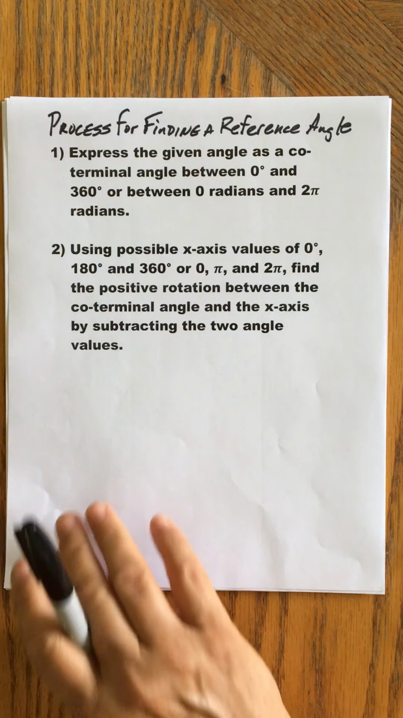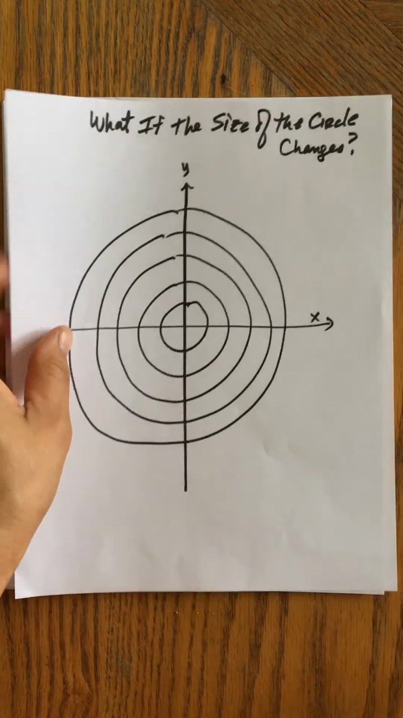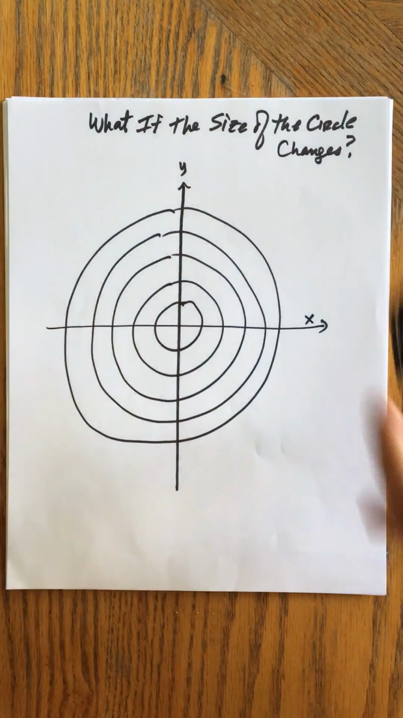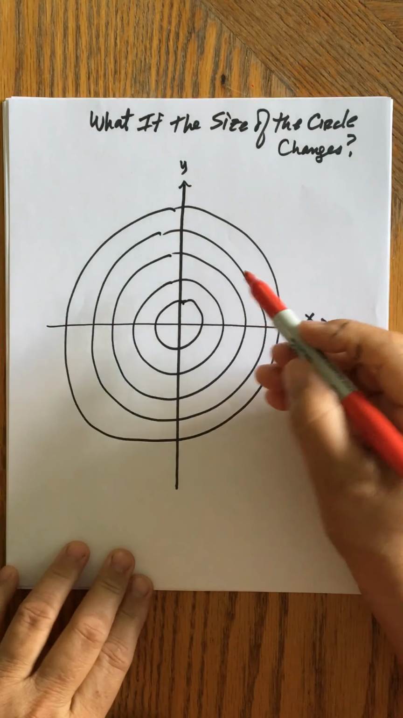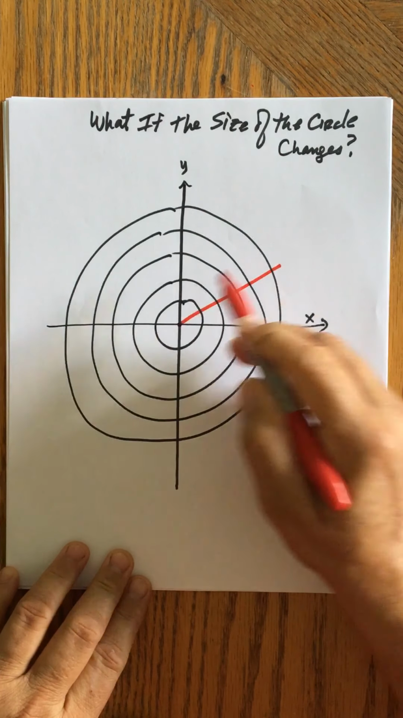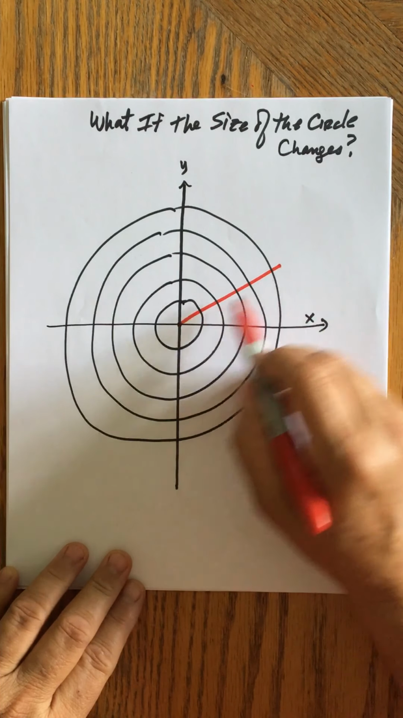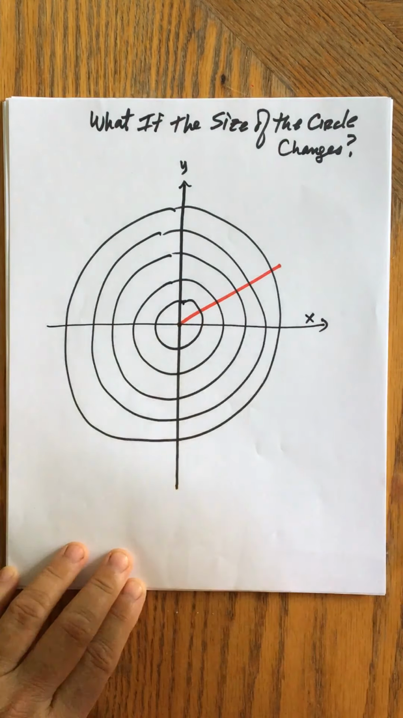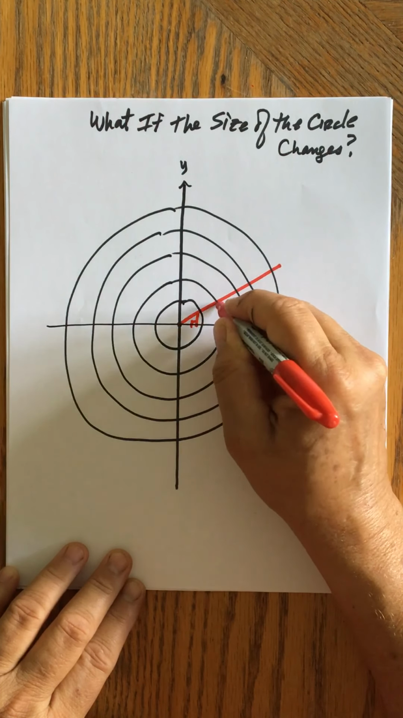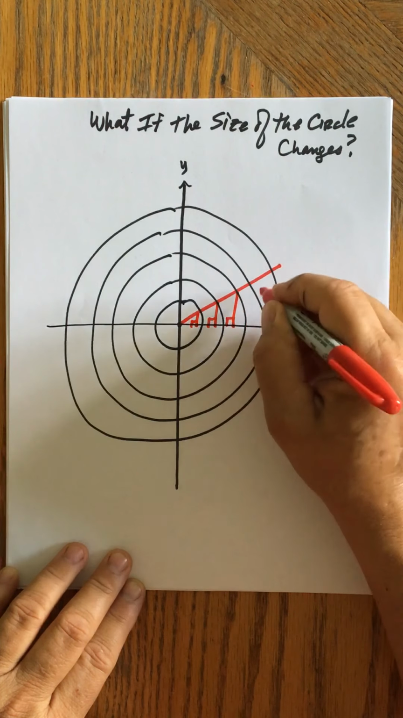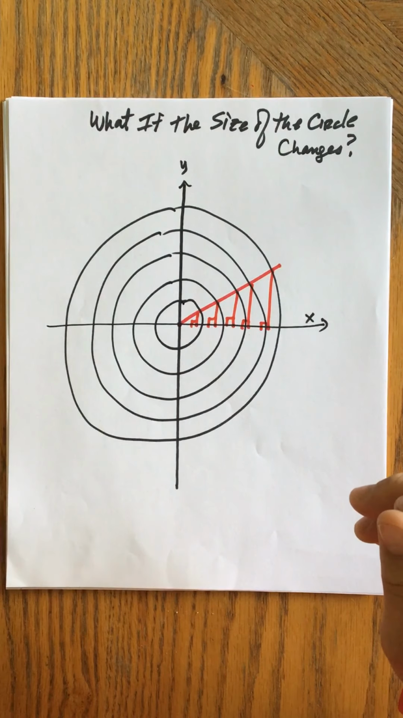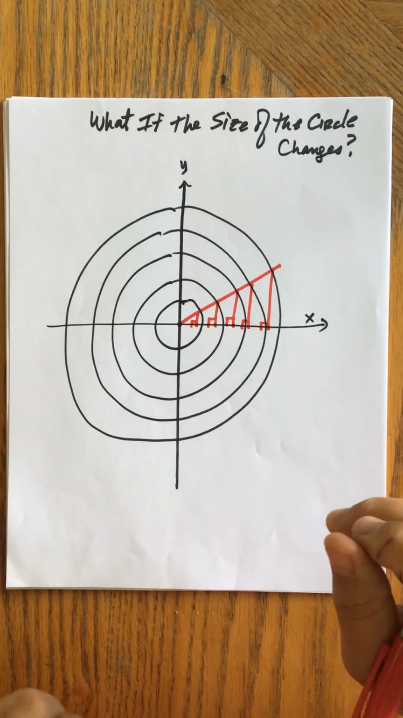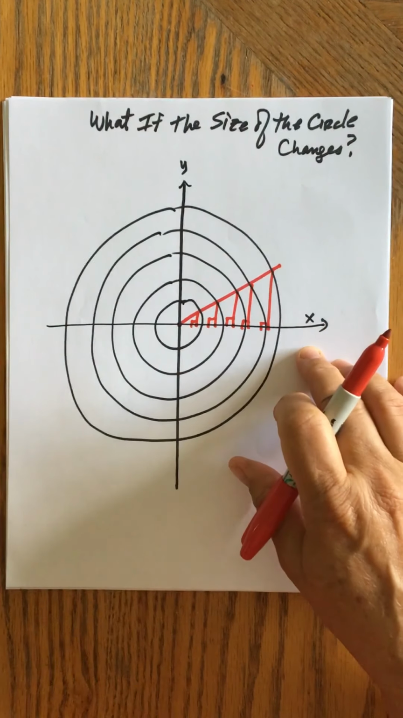Now, you may also ask, what if the size of the circle changes? How can I know I can still use these reference angles? Well, here's the idea. It really doesn't matter what size circle you have. If my angle is a 30-degree angle, it's the same on every circle. When I drop a perpendicular to the x-axis, these are just similar triangles. And remember, similar triangles all have the same ratios. Not the same lengths, but the same ratios. So it will end up being the same.